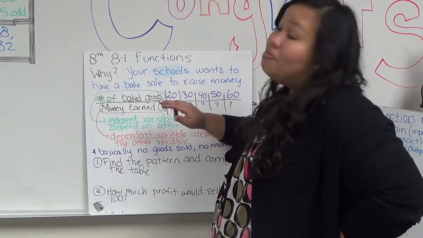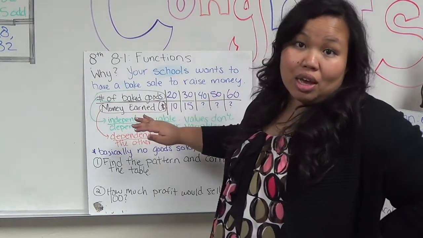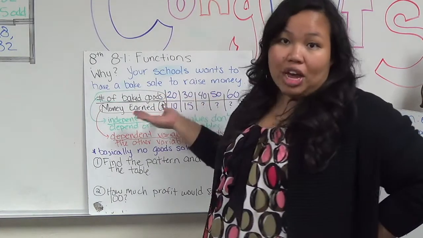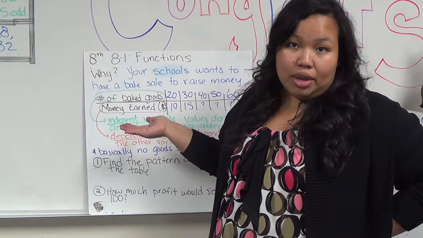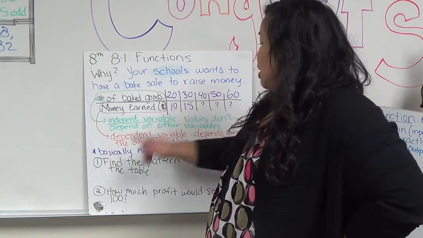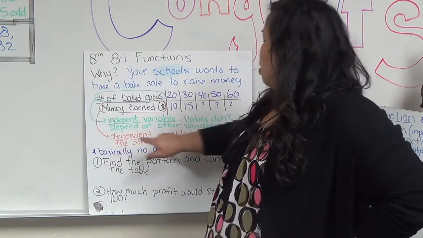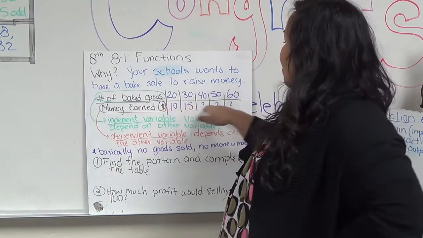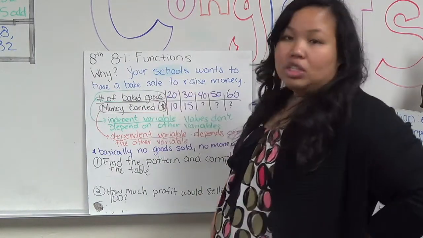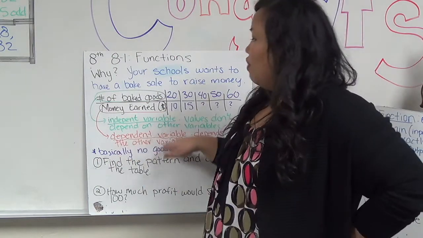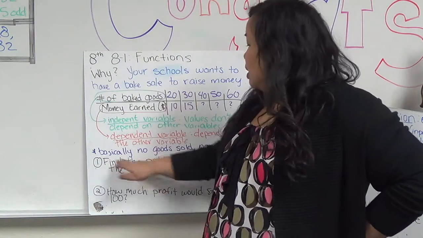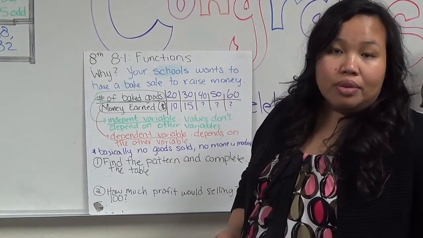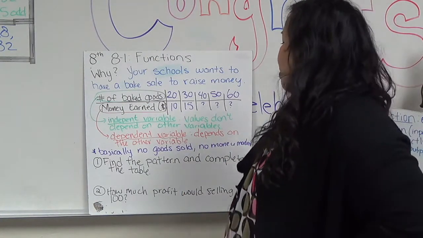But how much money I make is directly related to the number of items I sell, right? So basically the dependent variable is the one that depends on the other. I can't have these values unless I have the top values. This is called the dependent variable. It depends. So basically, if I sell no goods, I make no money. Okay? No goods means no money.